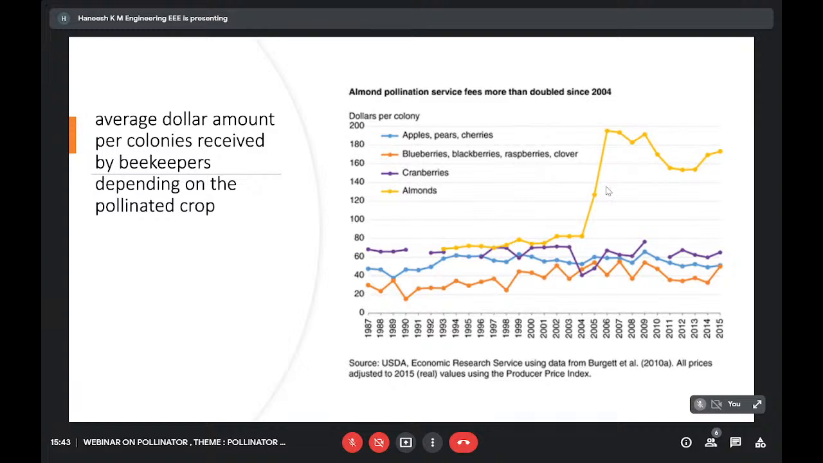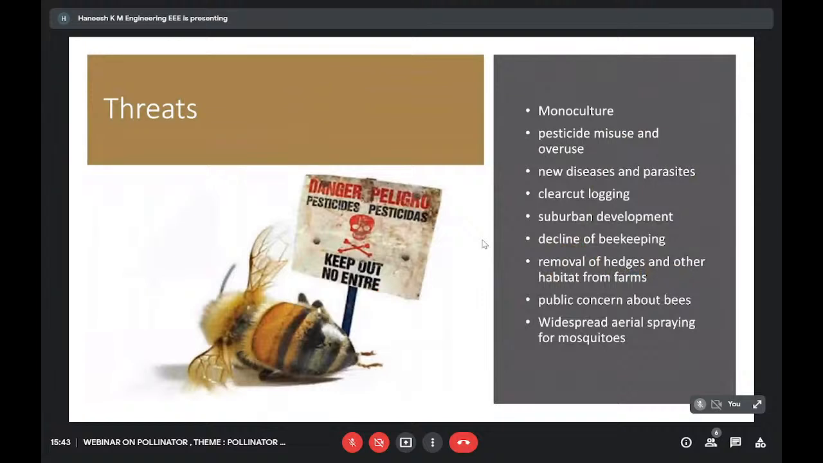Almonds require certain bees to pollinate them. If those bees are not present there, the almond output was very low. Similarly, it was seen in cranberries, blueberries, apples, pears, cherries, all those crops require certain bees. From this chart you can see that they are economically more significant. Not only economically, but in order to get fruits and vegetables you need to have a large number of pollinators.